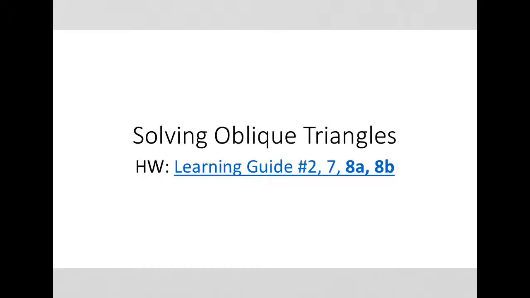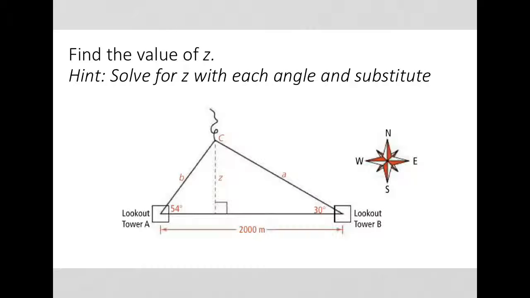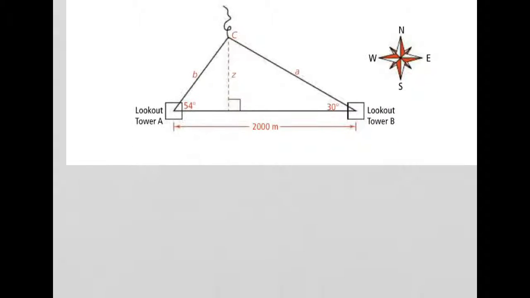What up, folks? Today we're going to look at solving oblique triangles, which means we want to solve a non-right triangle, find the angles and the sides. So let's take a look at one right now. We want to find the value of z, and how are we going to do that?